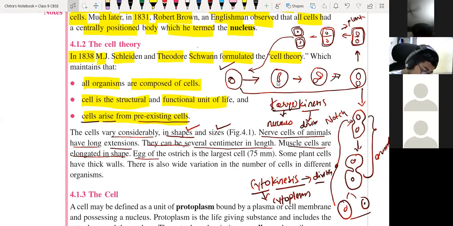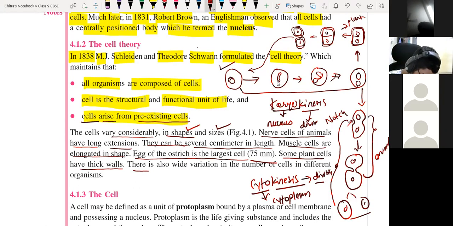The egg of the ostrich is the largest cell on earth now. Otherwise, dinosaurs also had larger cells compared to the ostrich. It is about 75 mm in diameter. Some plant cells have a thick wall that is called the cell wall. It is only present in plant cells, in plants and not in animals.